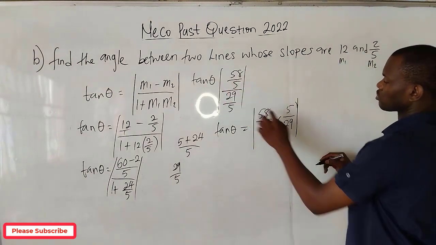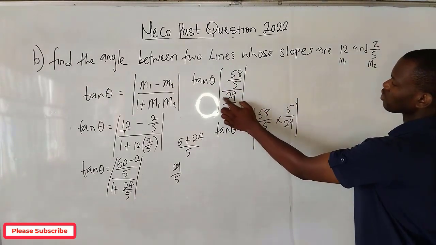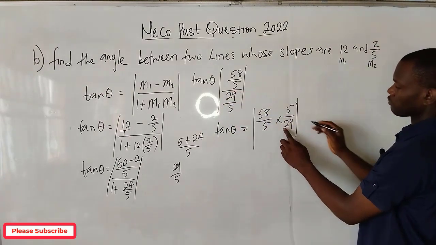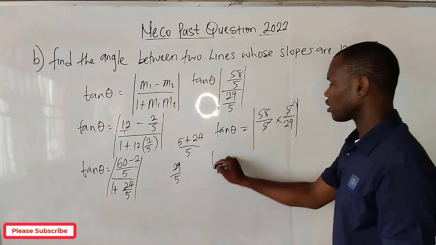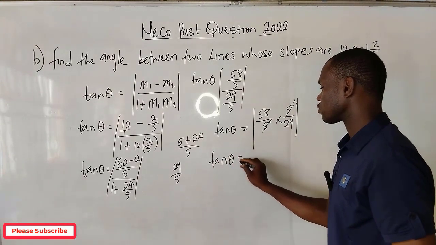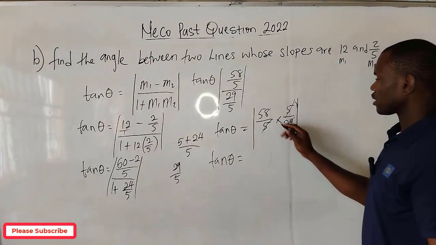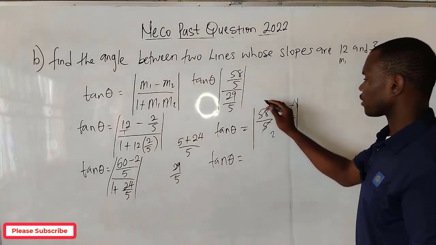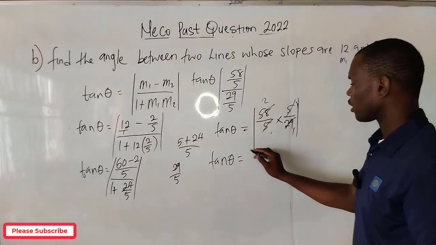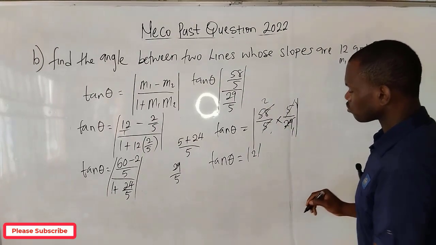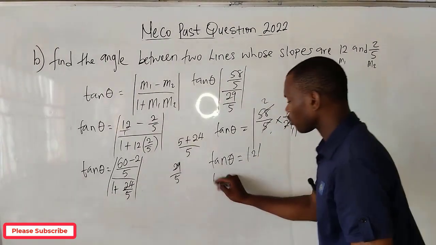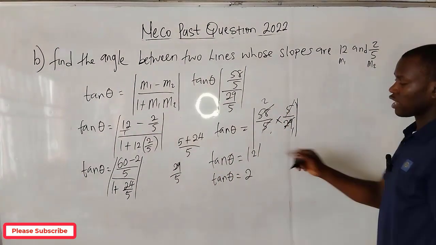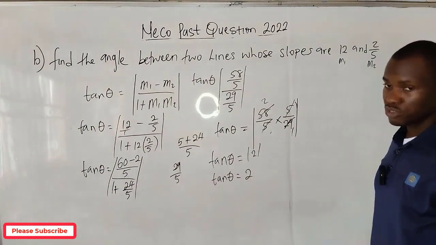To solve the division, change to multiplication and take the reciprocal of the divisor. It becomes 5/29 instead of 29/5. 5 can cancel 5, so I'll have tan theta equal to 29, and this guy can give us 2. 29 divided by itself is 1, 29 divided into 58 is 2. So we'll have the absolute value of 2. Then absolute value of a positive number is the same thing as that number. If we have a negative number, it becomes positive.